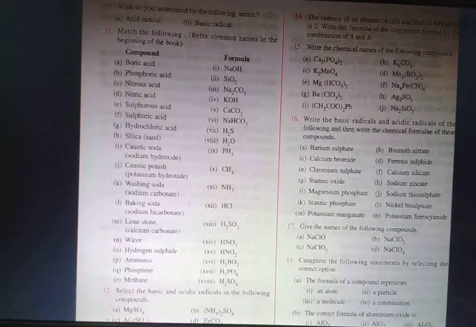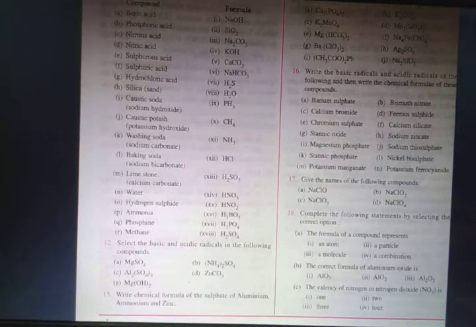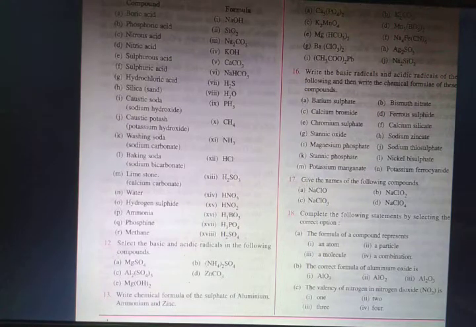Clear, everyone? Okay. The next question is to select the basic radicals and acid radicals from the molecular formula given. MgSO4: Mg2+ is the cation, SO4 2- is the anion. (NH4)2SO4: NH4+ is the cation and SO4 2- the anion. Al2(SO4)3: Al3+ cation and SO4 2- anion. Zn2+ cation, CO3 2- anion. Mg2+ cation, OH- anion.